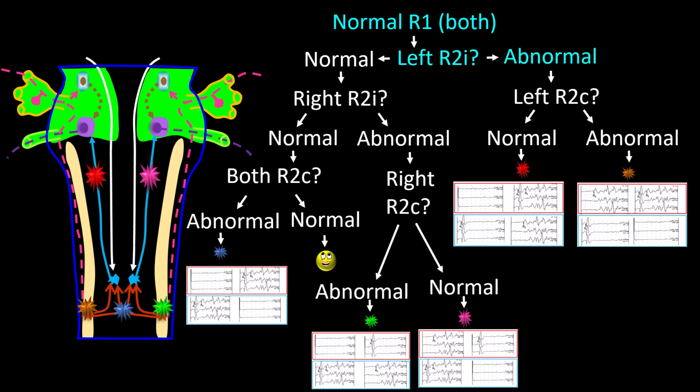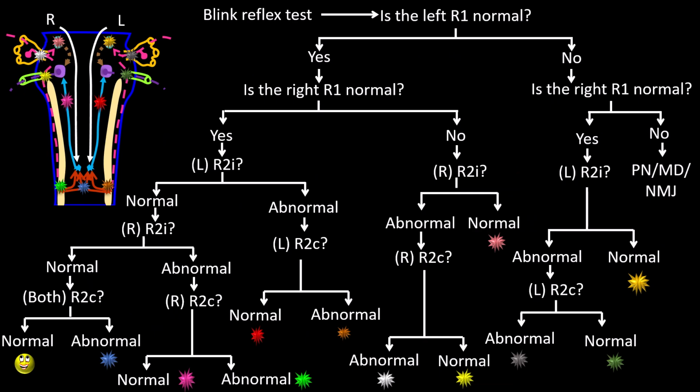If, on the other hand, both R1 are normal, but the left R2 ipsilateral is abnormal and the left R2 contralateral is normal, as depicted here, the pathology is at the left ascending tract that communicates the interneurons with the motor nucleus of the facial nerve. But if the left R2 contralateral is abnormal, as depicted here, the lesion is at the left spinal tract and or sensory nucleus of the trigeminal nerve.